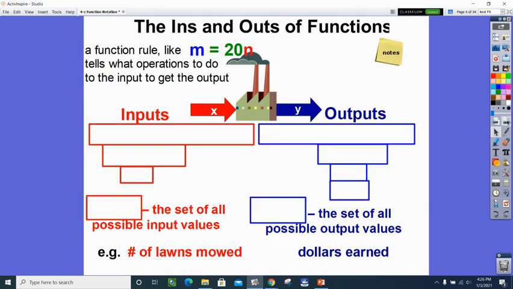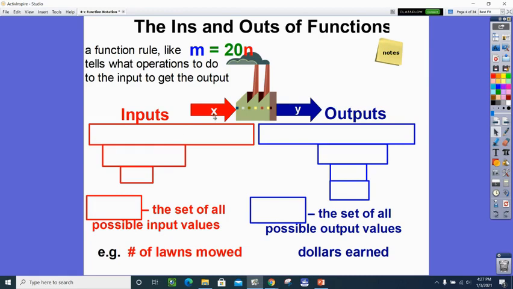So I'm just going to take this chart. It's not in your book. Remember a second ago we were talking about the number of lawns mowed and getting $20. So this is called a function rule. And we're just going to go back through our vocab that we've been using recently. I'm going to add something new that we're going to talk about in a minute as well. But I'm going to use the lawns mowed and the dollars earned as an example.